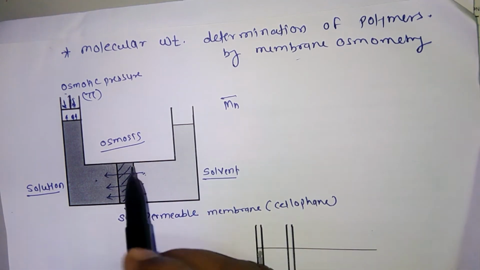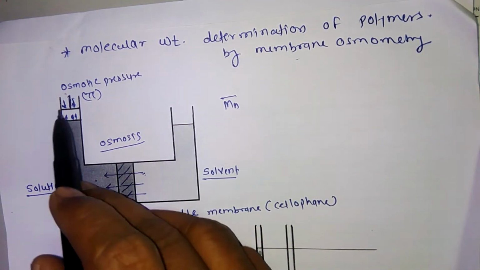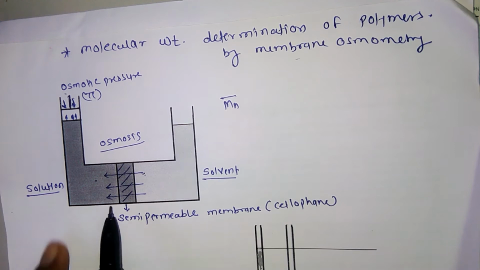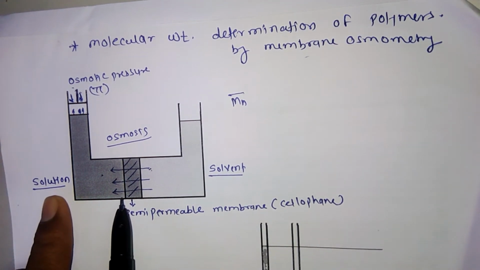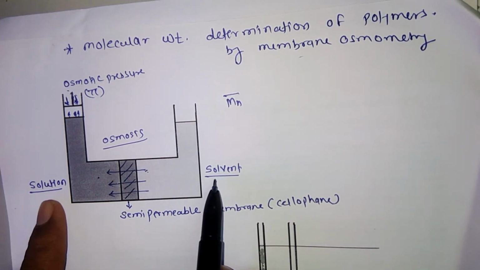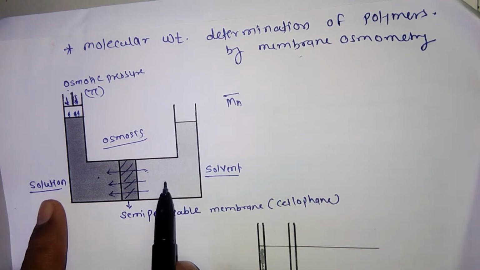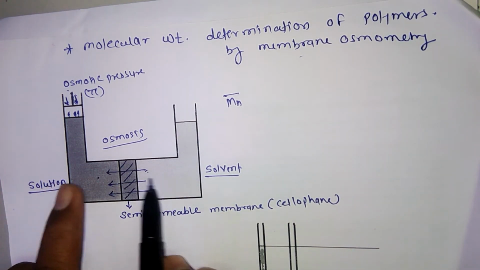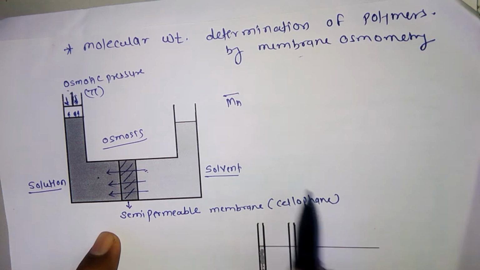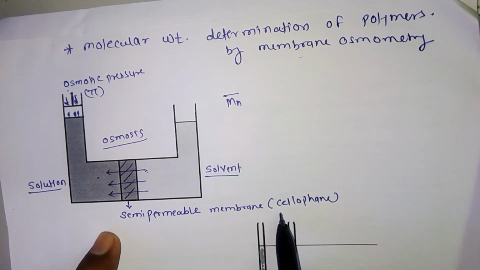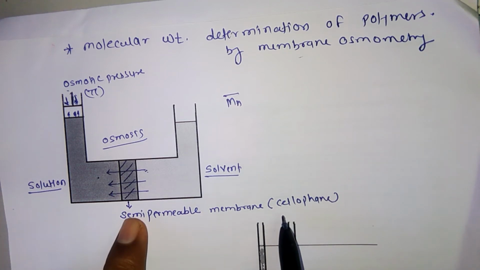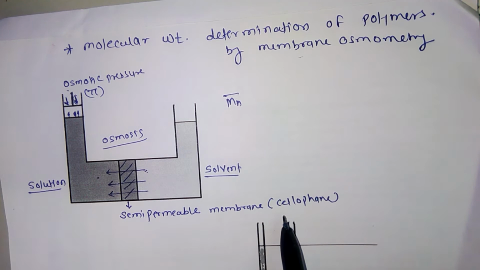So what is osmosis? Consider two chambers. One chamber is the solution chamber and another chamber is the solvent chamber. Both are separated by a semi-permeable membrane, that is, a cellophane. This technique is only used for high molecular weight compounds, not for low molecular weight compounds, because it is very difficult to find a semi-permeable membrane for such solutes.